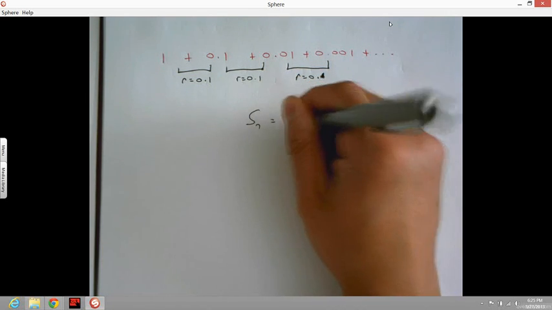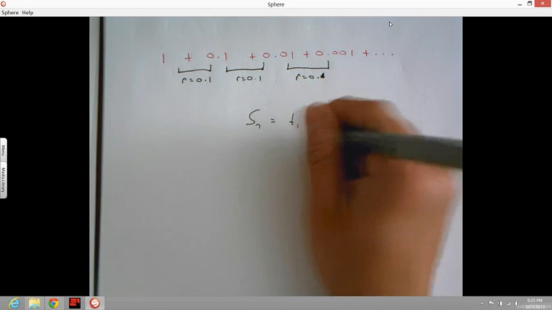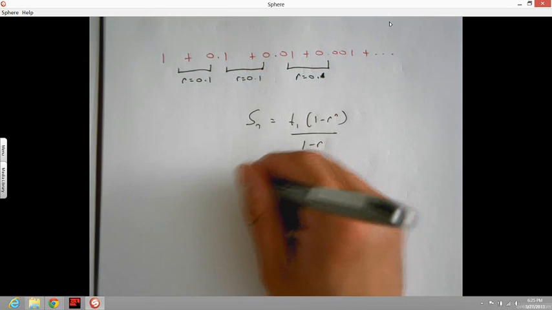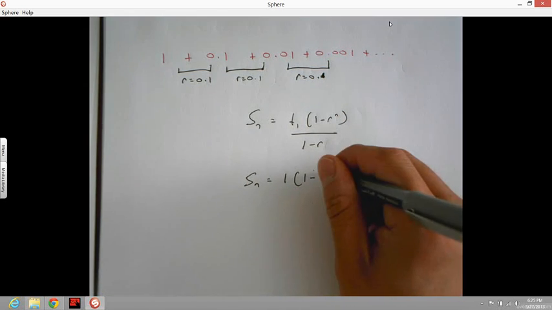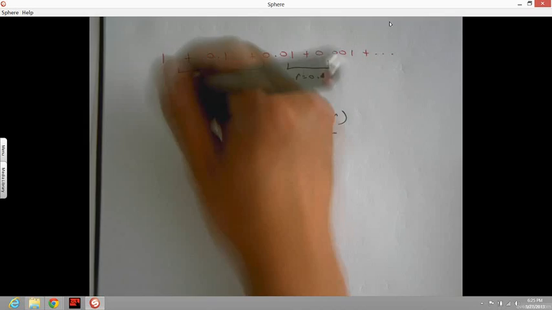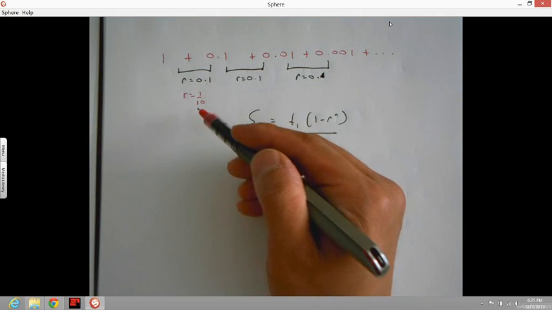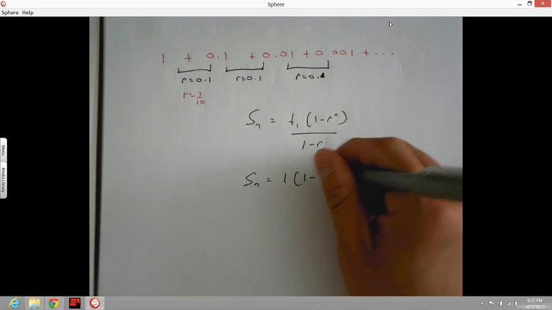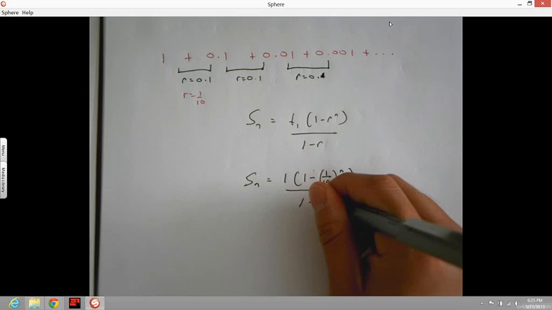It's going to be T1 times 1 minus r to the n, and it's going to be 1 minus r over here. If I were to sub in all my values, let's do it one more time. It's going to be 1 here, 1 minus, my r is going to be 1 over 10, because I like fractions. See how I got that? Because it had a decimal here, I turned it into a fraction. I'm going to take this r, turn it into that, and I have 1 minus r to the n, and 1 minus 1/10.